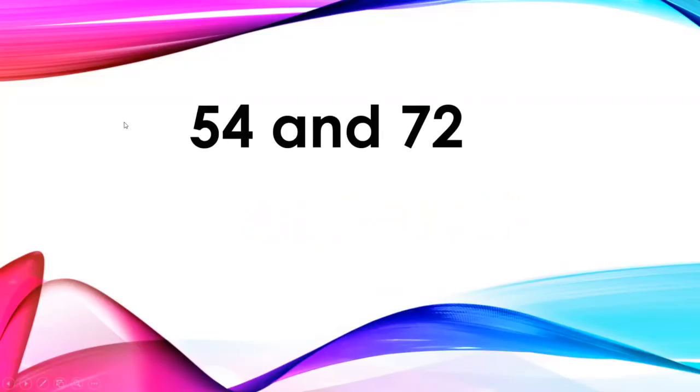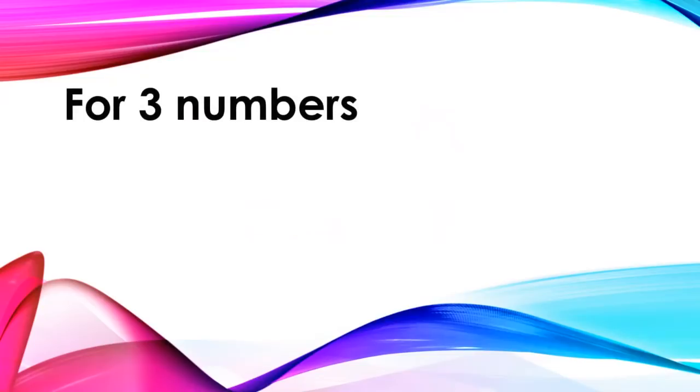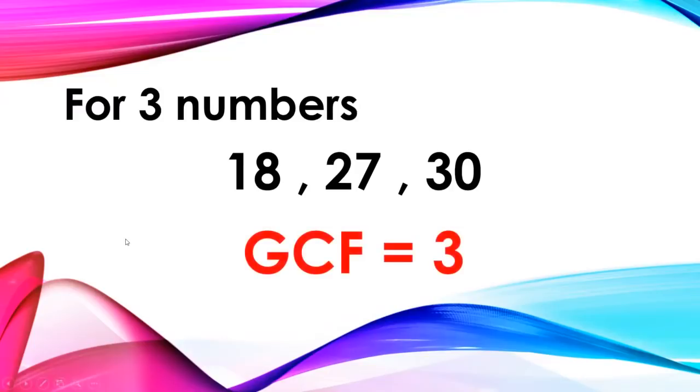How about 54 and 72? So for 54 and 72, we could say it is divisible by 9. 54 and 72 are both divisible by 9. Okay? For 3 numbers, again, you could use the ladder method if you want, or you could just simply think of the biggest possible number that you could use to divide 18, 27, and 30. So that is 3. Okay, so the GCF of 18, 27, and 30 is 3.